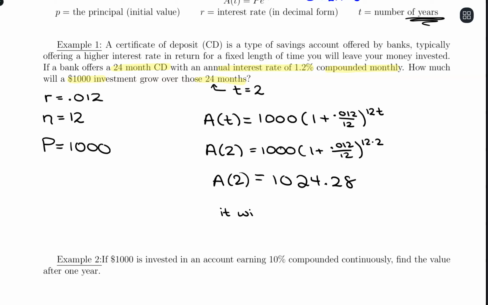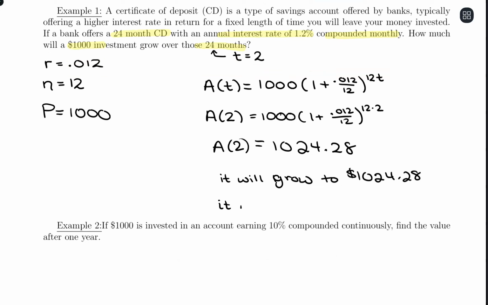So how much will a $1,000 investment grow over those 24 months? It will grow to, so that's our balance in the account, $1,024.28. If you want to know the amount of interest it grew by, it would grow by $24.28, about $1 a month. Not a great account, but hey, it's something.